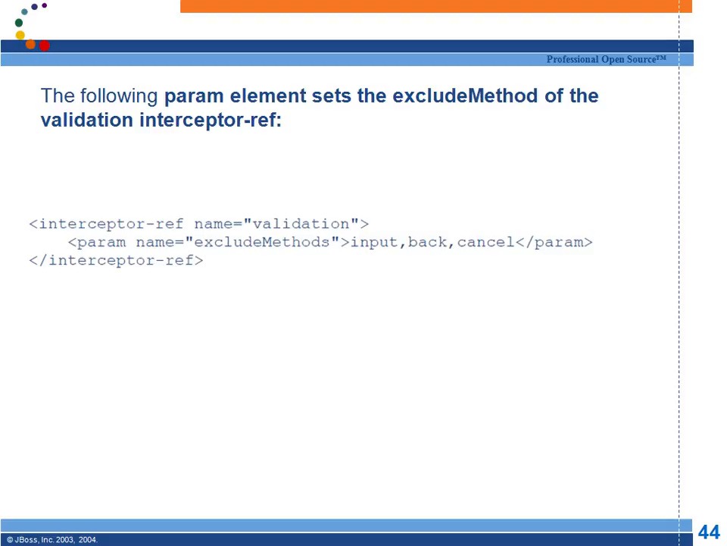So for interceptors also, for the interceptor tag also, you can use a param tag. Here, something like excludeMethods. For this interceptor it's saying exclude the methods called input, back, cancel.